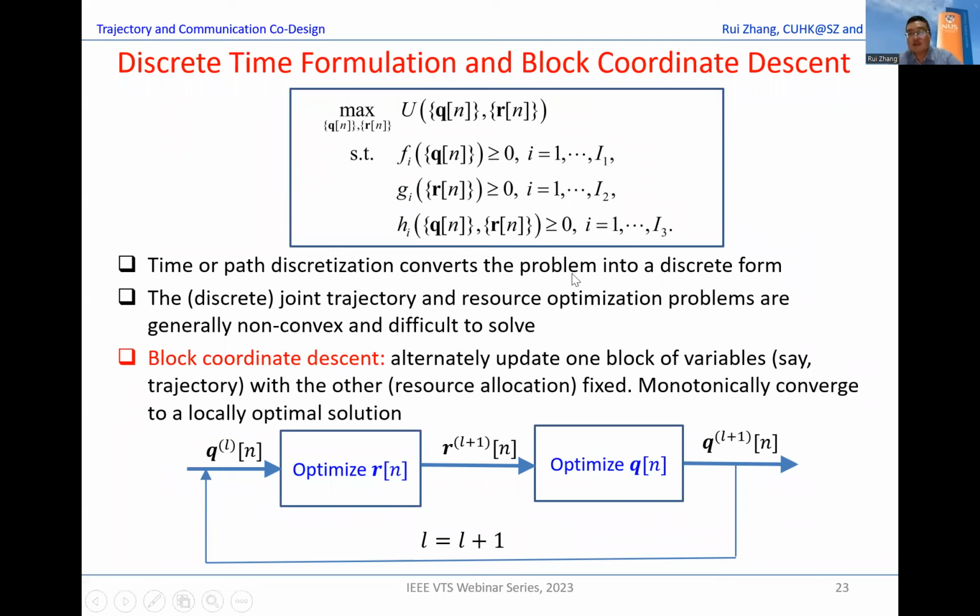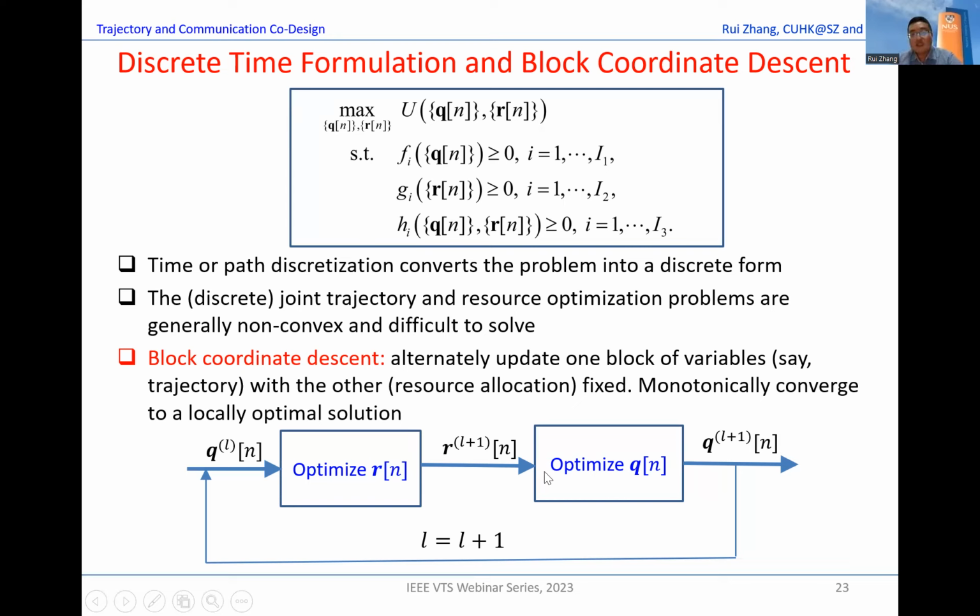And then we want to solve this kind of optimization problem. But this is still difficult to solve in general. The reason is that we have coupling constraints and also sometimes objective functions which involve both Q and R. And usually they lead to highly nonlinear and non-convex optimization problems. So in this case, how do we solve this problem? The general way is to use the block coordinate descent approach.